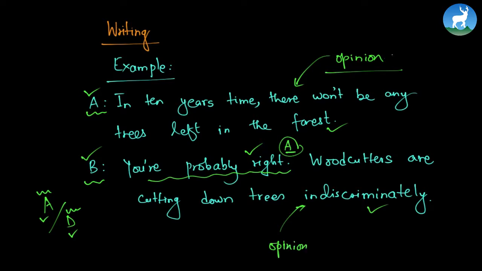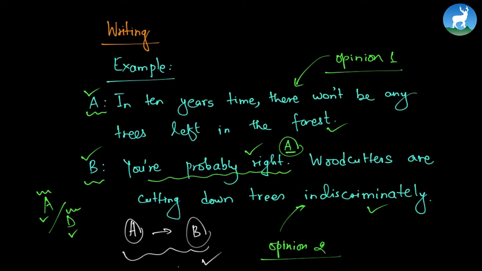So here we had opinion 1, then we had opinion 2 down below. Correct? So what's all about this writing section? It's about two people talking about something. A would say something and B would either agree or disagree with A's saying. That's all. So let's look at some more examples.